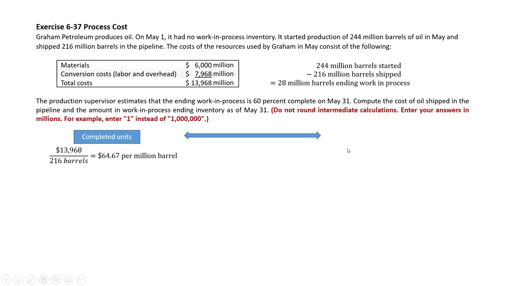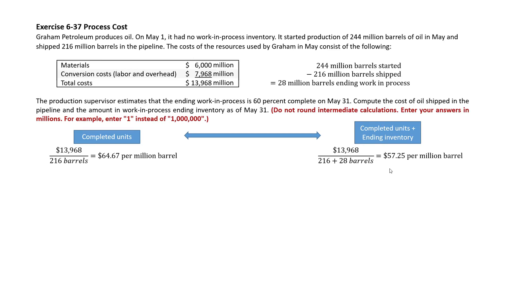So I could venture over here to the right and say, well, maybe the better way to do this is to take that same total cost of 13,968 and divide it by the addition of the completed units, 216, plus units in ending inventory, the 28, so 244 units. And I would get $57.25. And that does consider that I have some ending work in process inventory. But the problem with this is it's treating the 28 ending inventory the same as the units that are complete, and they're not the same. Some of them are finished, some are not finished.